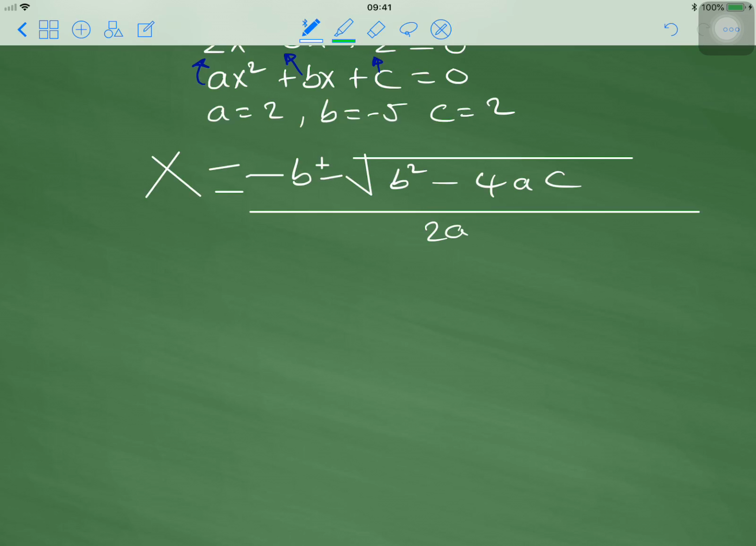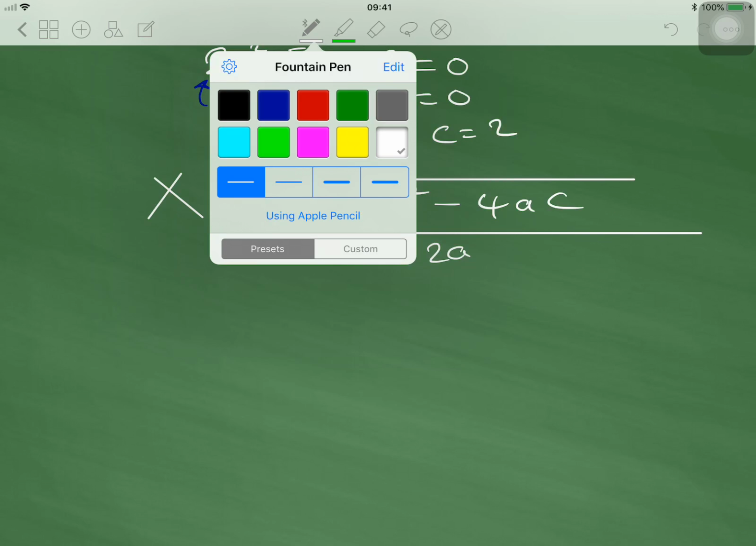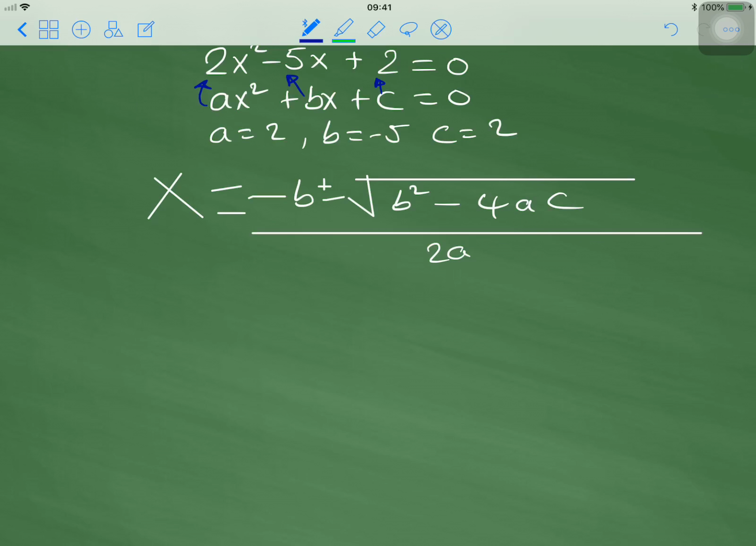So we know the formula, we just need to substitute the values of a, b, and c into the formula. But before you do that, if you don't want to make any mistake, it's good to put brackets on all the letters in the formula. So I'm going to put b in a bracket, this b in a bracket, a in a bracket, c in a bracket, and a in a bracket as well. The next thing to do now is just to substitute the values.